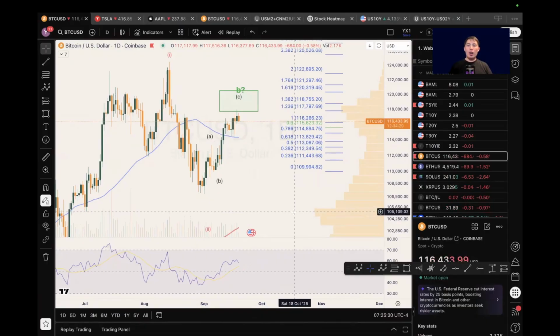For now, I'm leaning a little bit more neutral, so I just want to observe and let the price action tell me which way round it is.